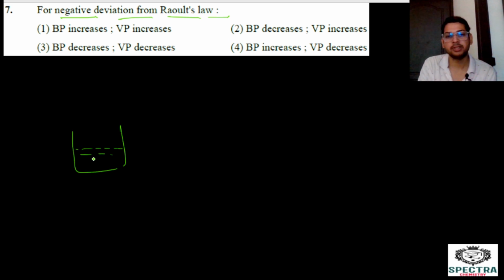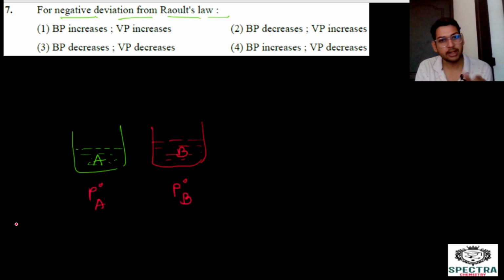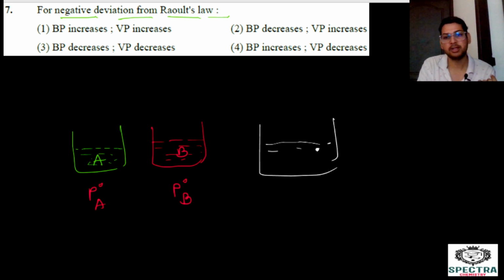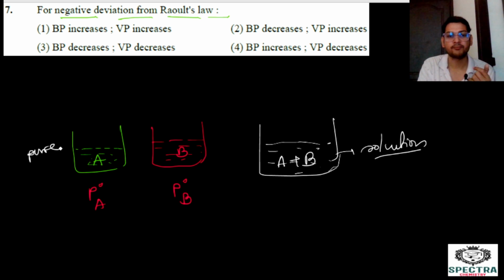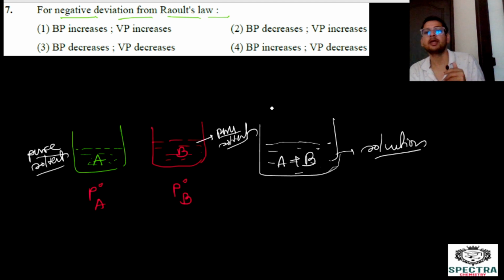So negative deviation means, suppose you are having an A solution and suppose you are having a B solution. Now this is having a vapor pressure, obviously P0 A. This is having a vapor pressure, obviously P0 B, right? Please listen carefully, you will understand. It's so easy. Now you mix them together, then you make it A plus B, a solution you have made. Previously it was pure solvent, and this was also a pure solvent.